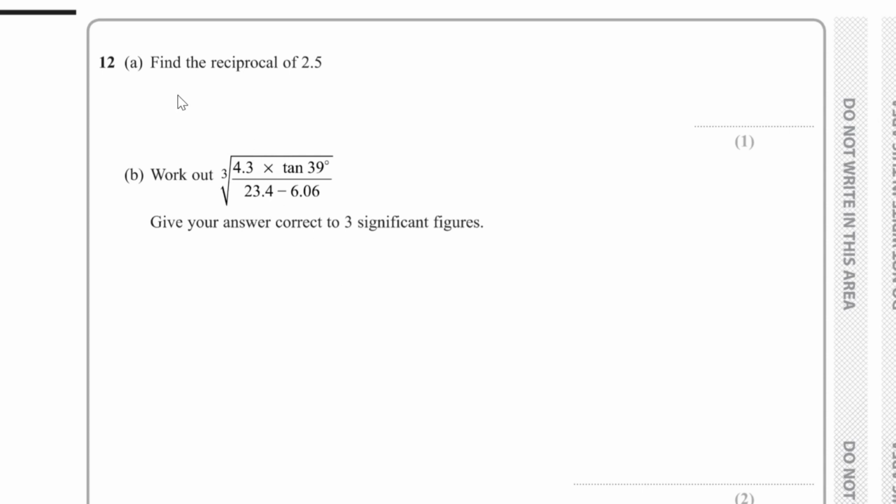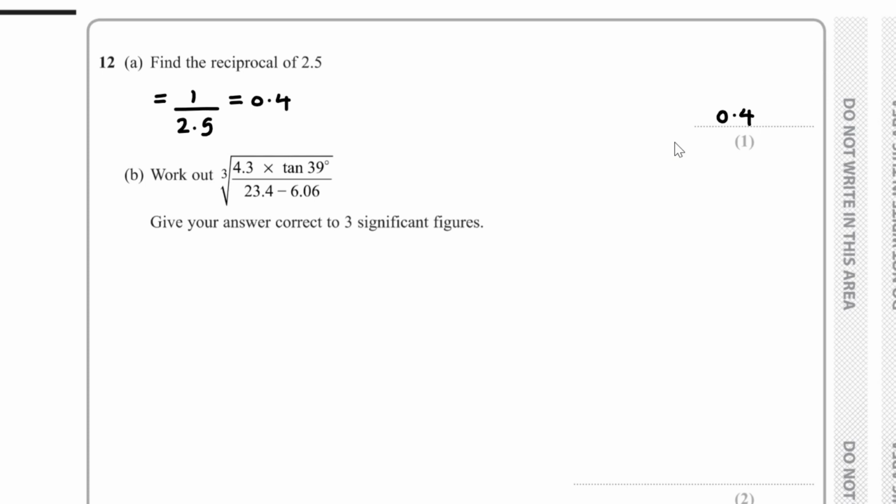Question 12. For part A, we have to find the reciprocal of 2.5. Well, reciprocal means 1 over something. So here, the reciprocal of 2.5 is equal to 1 over 2.5, and if we work this out, we get 0.4, and you can check that on your calculator.